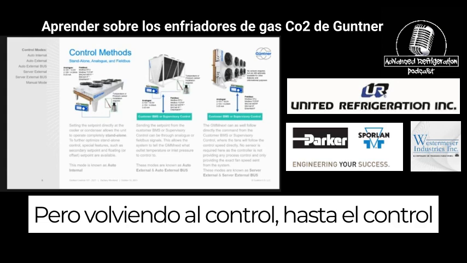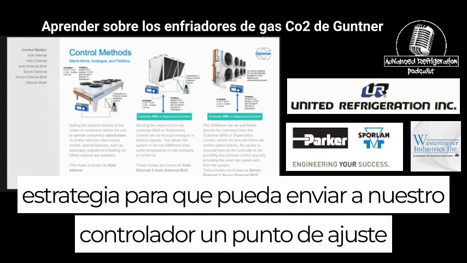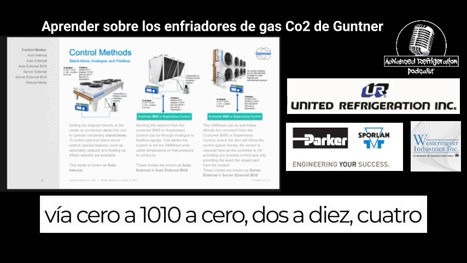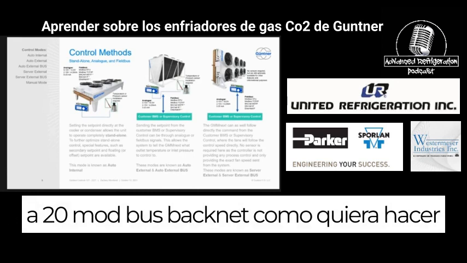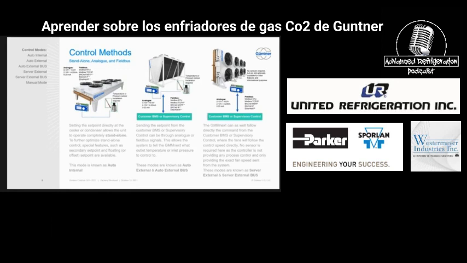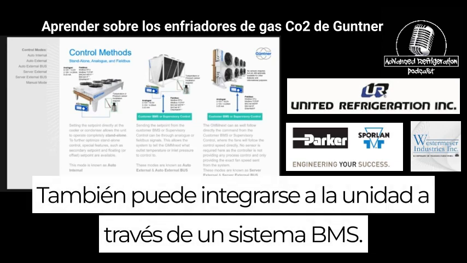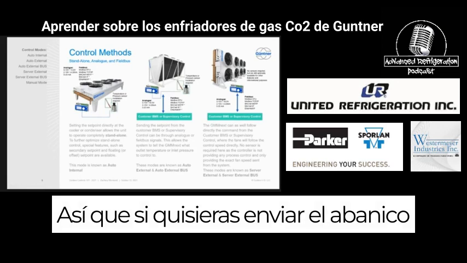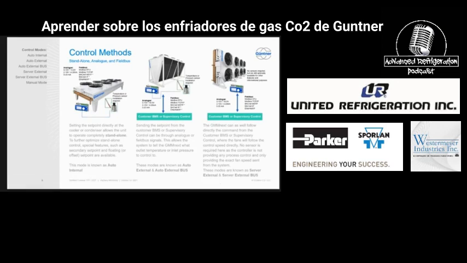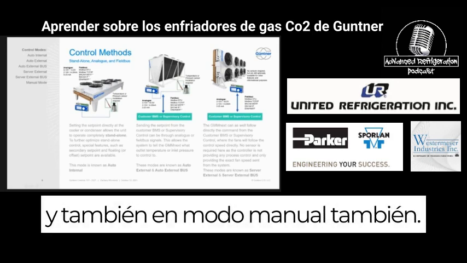But getting back to the control strategy, you can send our controller a set point via 0 to 10, 10 to 0, 2 to 10, 4 to 20, Modbus, BACnet, however you want to do it, and it'll ramp the fans up and down. You can also integrate to the unit via a BMS system. So if you wanted to send the fan speed via Modbus or BACnet, that's also possible, and also in manual mode too.